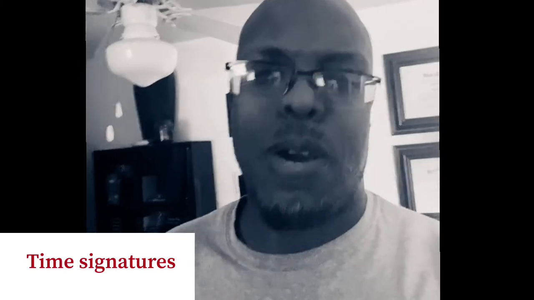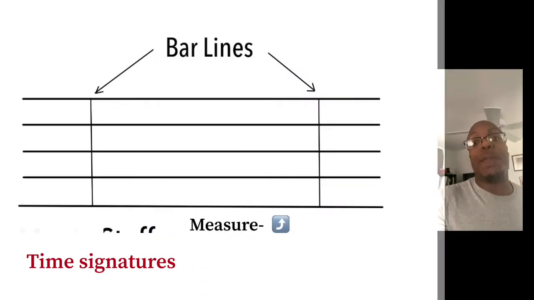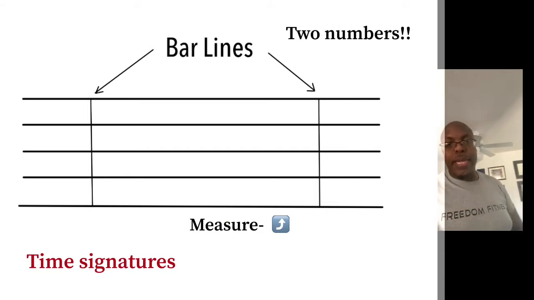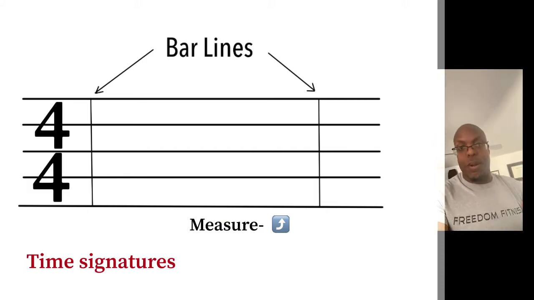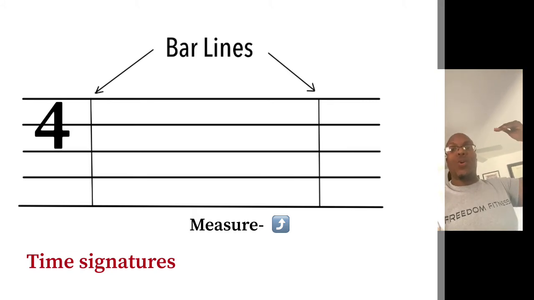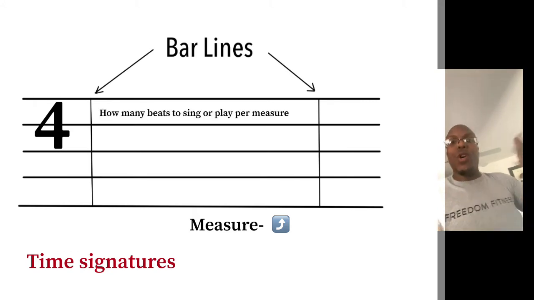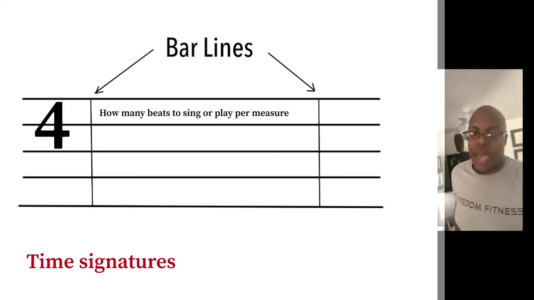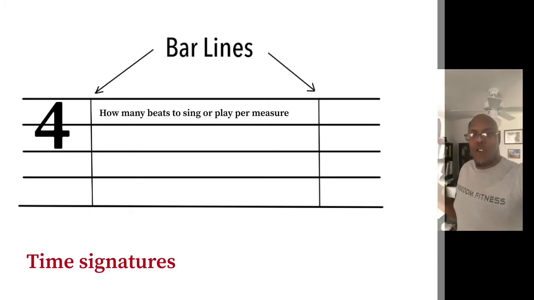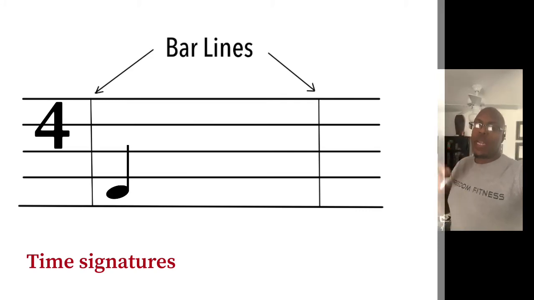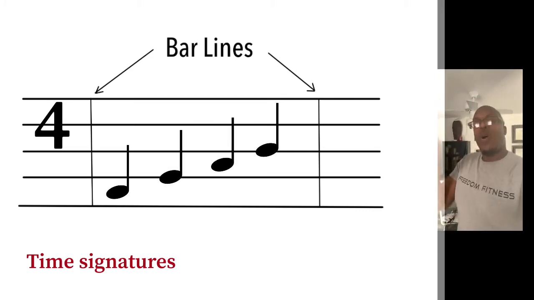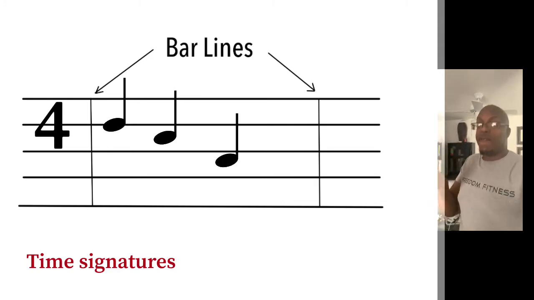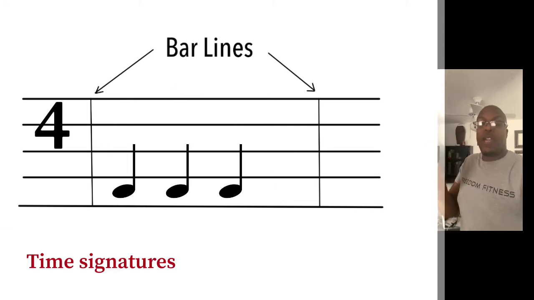Well, let me go over it a little bit. The way I explain time signatures is like this. We have two numbers, the top number and the bottom number. The top number will tell you how many beats you're going to sing per measure. So in this case, if we're saying four beats, it'll be one, two, three, four, one, two, three, four, one, two, three, four, one, two, three, four.